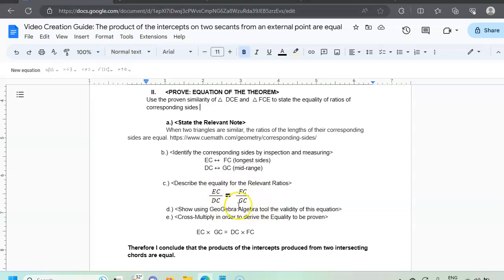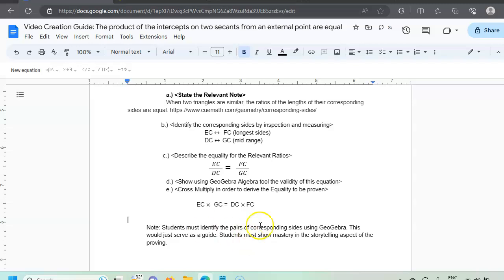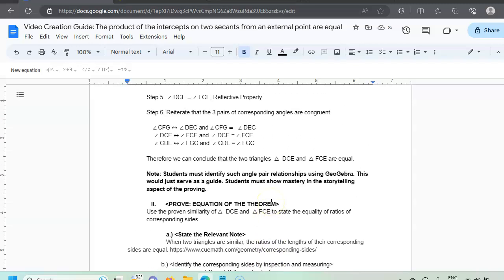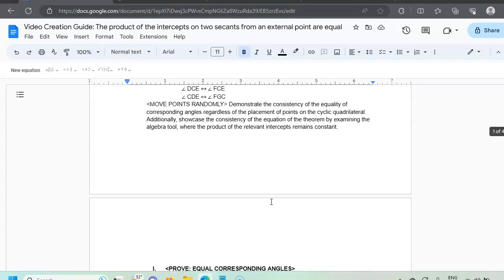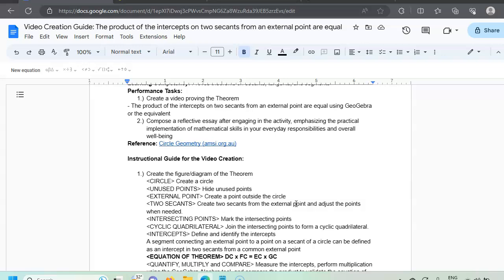Then we can cross multiply and we are going to derive the equality of the theorem. Therefore we can conclude that the products of the intercepts of 2 secants from an external point are indeed equal.